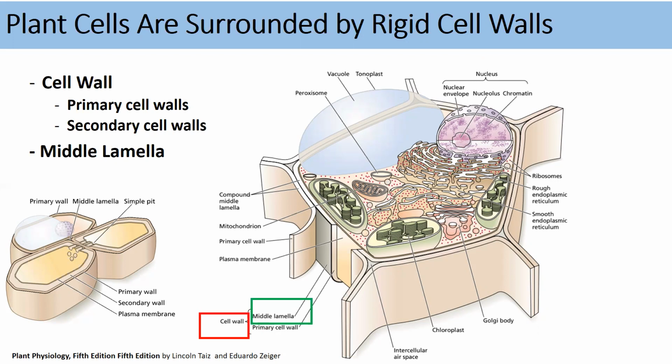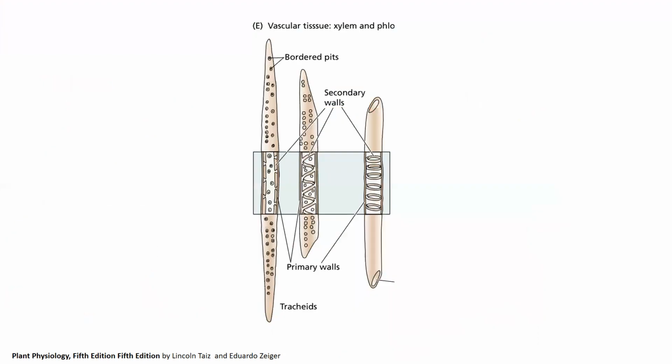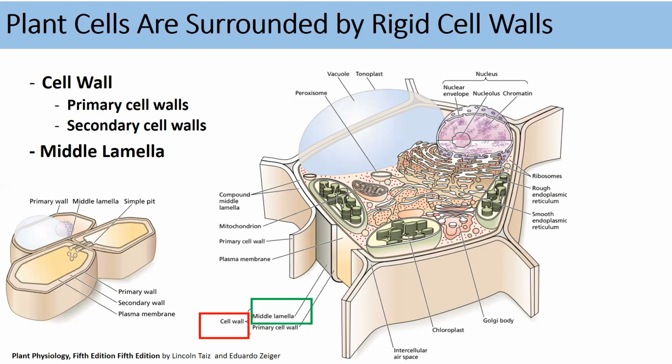Plants have two types of walls, primary and secondary walls. Primary walls are typically thin, less than 1 micrometer in width, and are synthesized in actively growing cells.